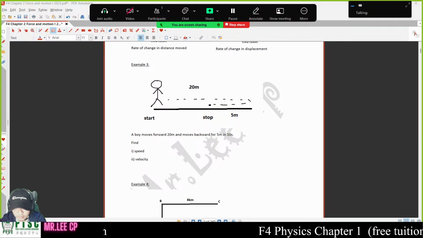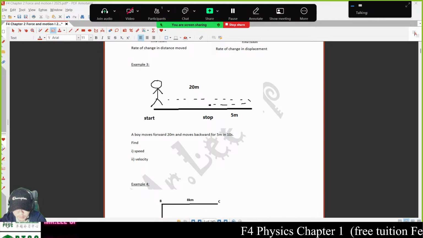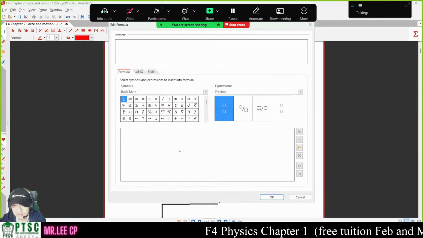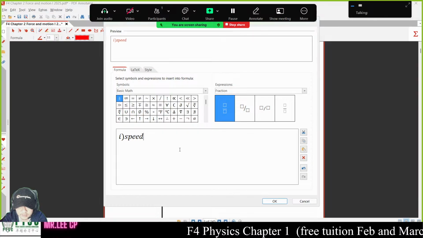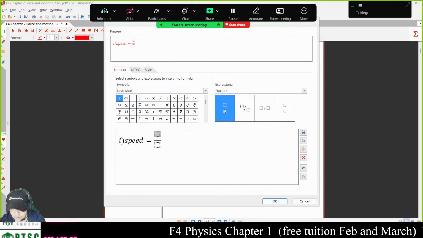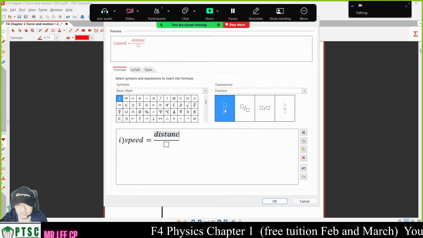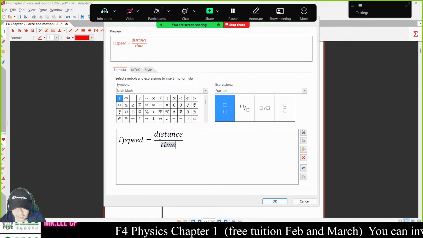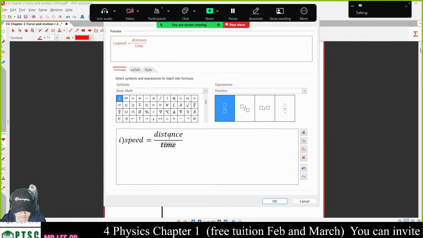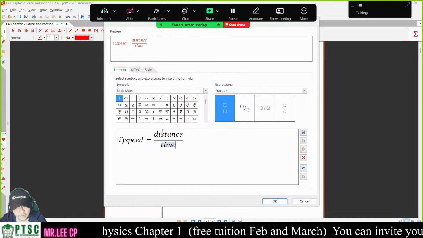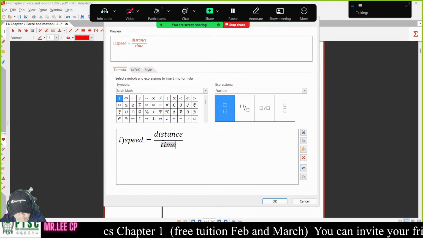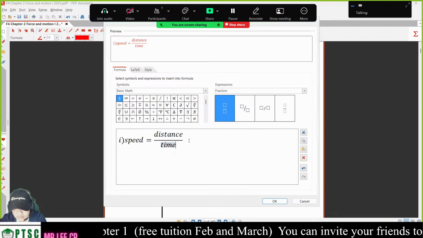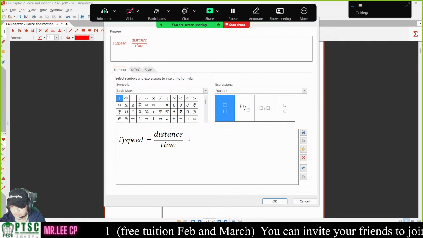A boy moves forward for 20 meters and moves backward 5 in 10 seconds. Find speed. Speed is equal to rate of change in distance, so distance divided by time. Normally I am not going to write this, but this is the first time. So I'll write D over T, big capital letter D over small t. Rate of change in distance.